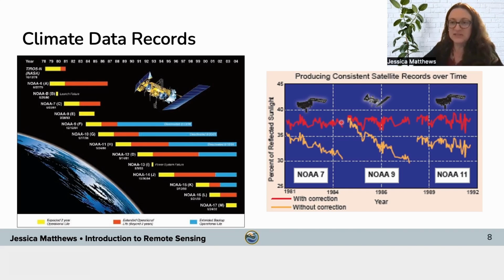So teams of folks have put in a lot of effort to go back and produce this consistent satellite record over time so that this satellite data can be repurposed for climate applications. And the result of their efforts is what's illustrated in the red time series on the right. You can see that if we're trying to detect climatological trends, we wouldn't be able to tease out the difference between sensor degradation and those climatological trends if using that orange uncorrected time series. So this effort is very important.